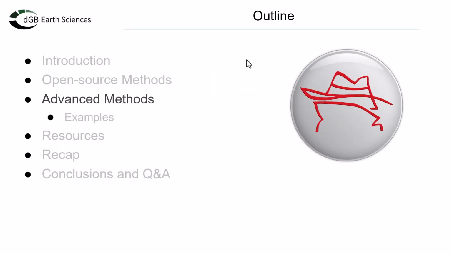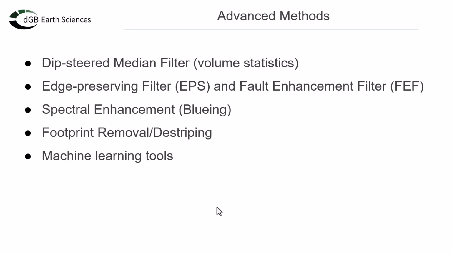So let's then take a look at some advanced methods that we have available in OpendTect that would be utilizing commercial plugins. We can do the dip-steered median filter, which is again a volume statistic attribute, this time with the dip steering. So instead of looking along the z-slices, we would actually be following the dip and azimuth of the seismic reflectors to compute our median values.